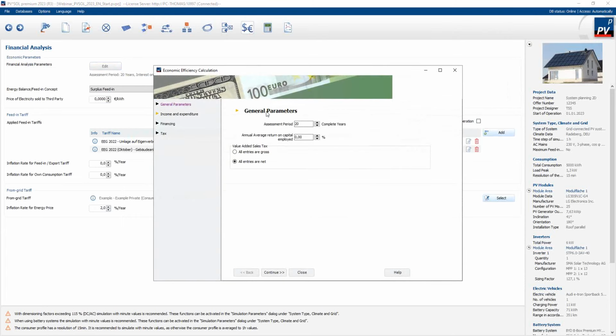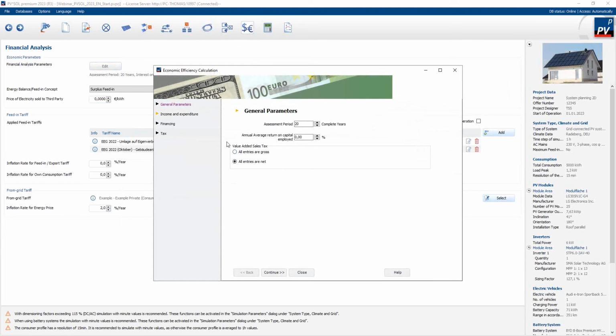And here we are on a page of the general parameters with the assessment period. In Germany, it's normally 20 years, 20 complete years plus a year of installation. What else can we do here? We can take into account the loss of the value of money. 1,000 euro now is not the same in 1 or 5 years. It can be taken into account.